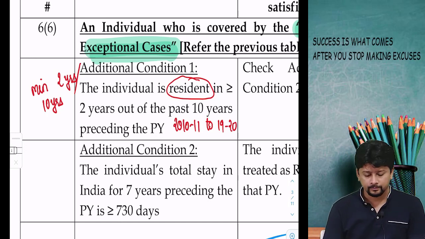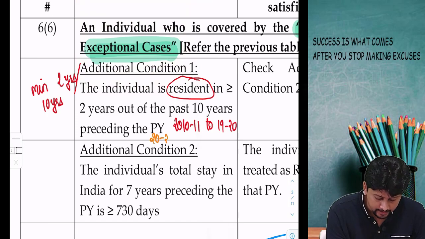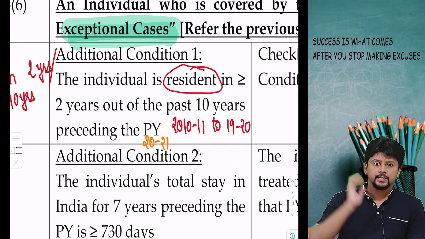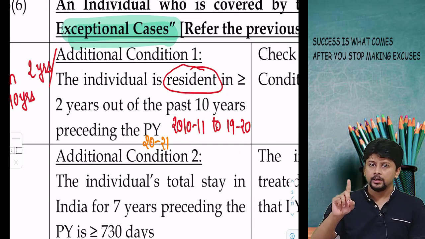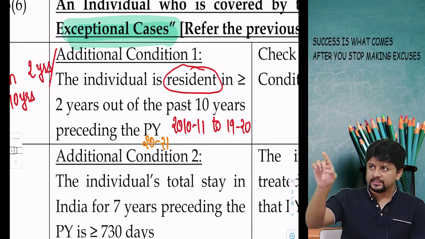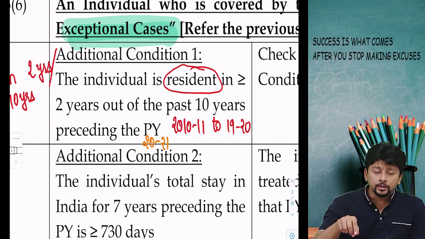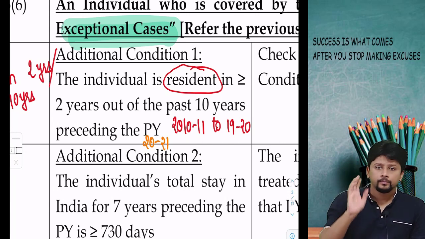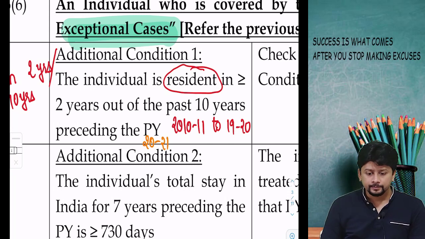I'll repeat this. Our previous year is 2021. So we are taking into account the past 10 years. For each financial year, we will check whether the individual is a resident or a non-resident, and then we will count the number of years for which he is a resident. If that is 2 or more than 2, then it means additional condition number 1 is satisfied.